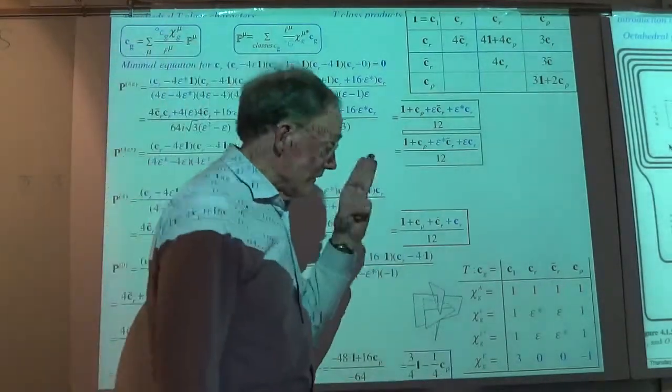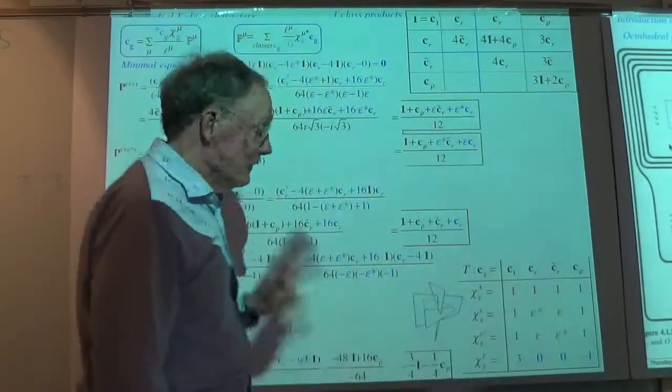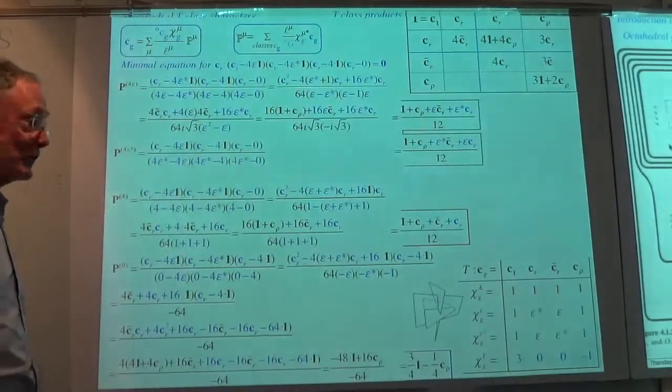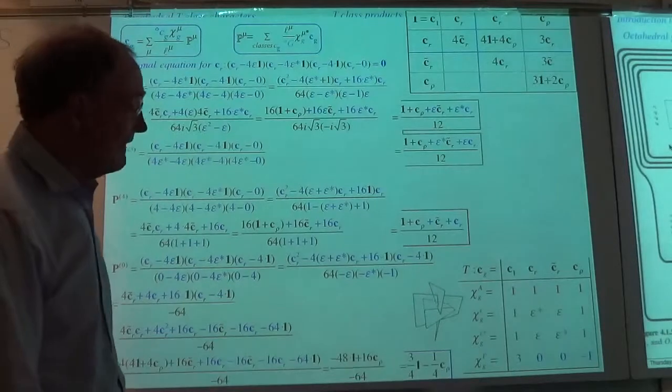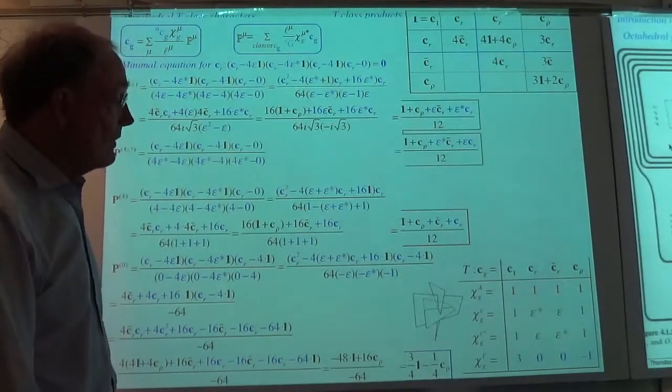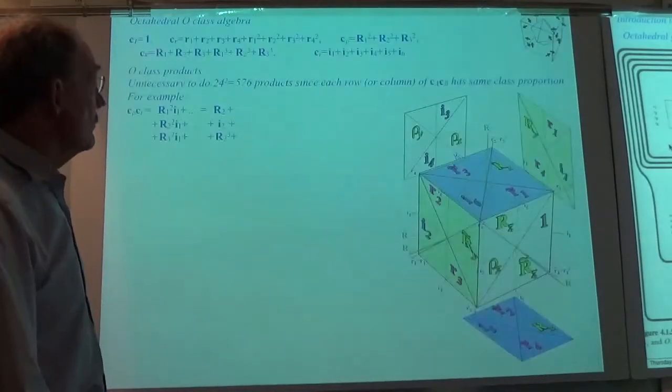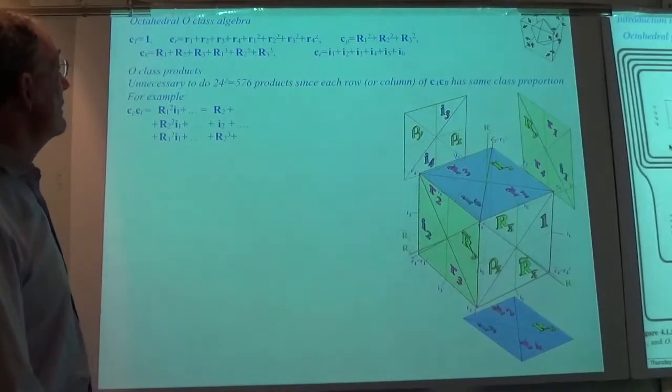We've got a triplet in this symmetry. This is a weird symmetry, really weird. Okay. Now let's do the class algebra for the big guy.